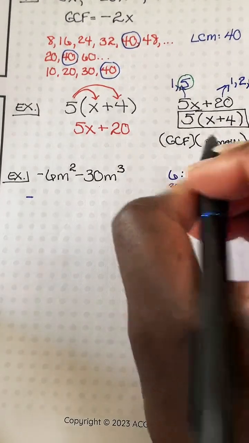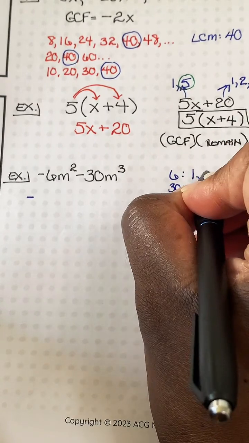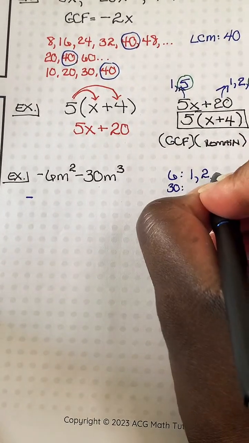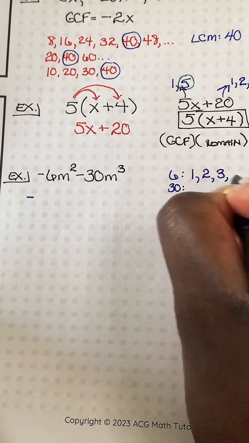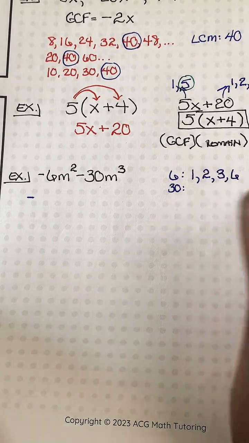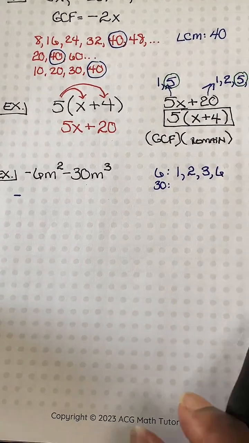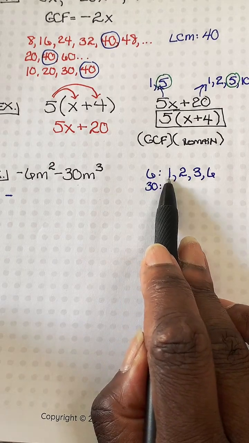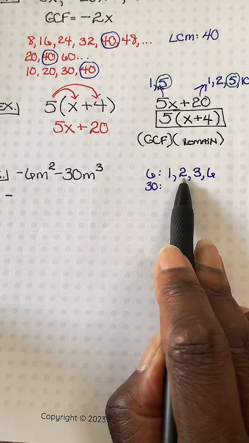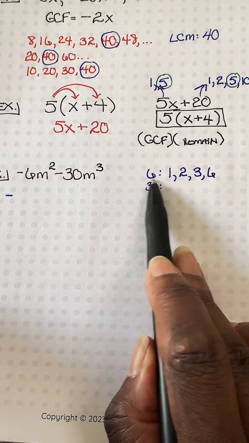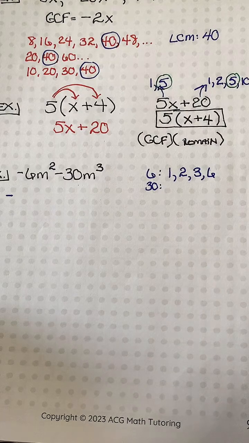All right, so factors of 6, we got 1. We have 2, because it's in the 2 times table. We have 3, it's in the 3 times table, and it's also in the 6 times table. So I can see 6 in the 1 times table, in the 2 times table, in the 3 times table, and there's definitely a 6 in the 6 times table.